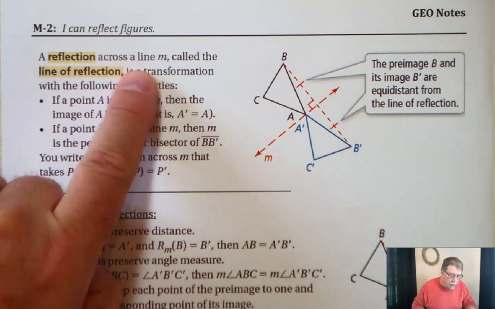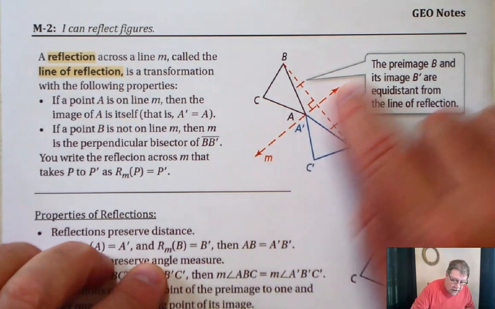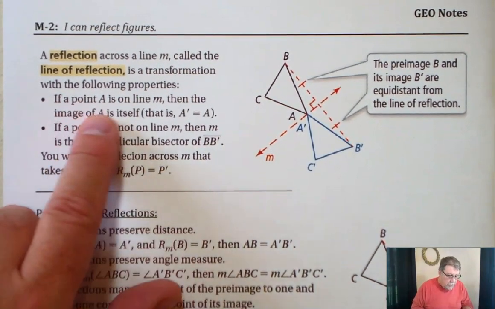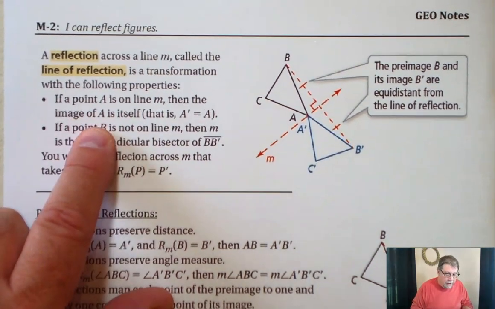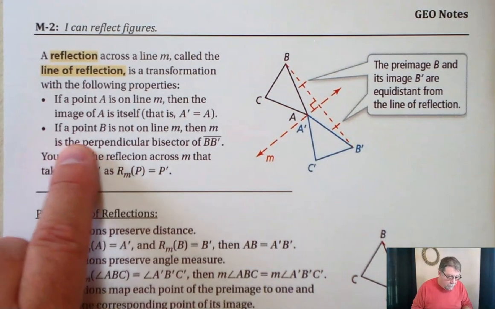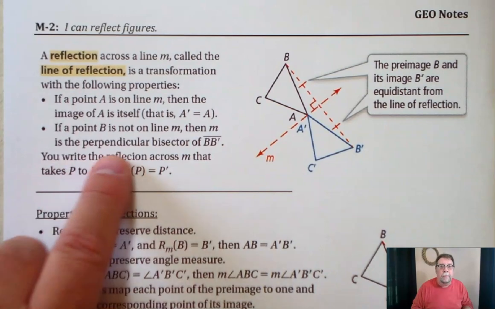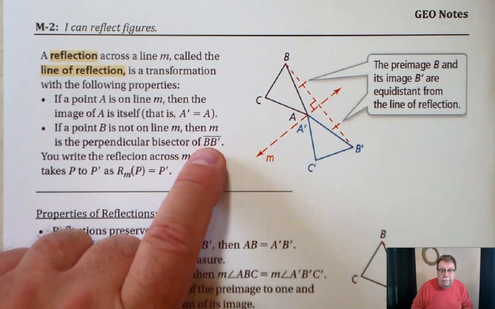A reflection across a line M is called, which is called a line of reflection. This is the line of reflection. It's a transformation with the following properties. If point A is on M, then the image of A is itself. So A becomes A prime. If a point B is not on line M, then M is the perpendicular bisector of BB prime.